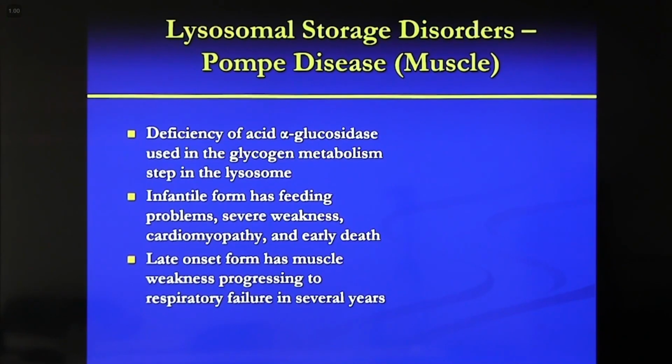Pompe disease. Now, if you remember, in the glycogen storage diseases, one of them was Pompe, because this is actually an enzyme that's used in glycogen metabolism inside the lysosome. So I think of the lysosome as a big recycling factory, and aluminum cans, bottles, paper, everything goes in and it gets recycled.